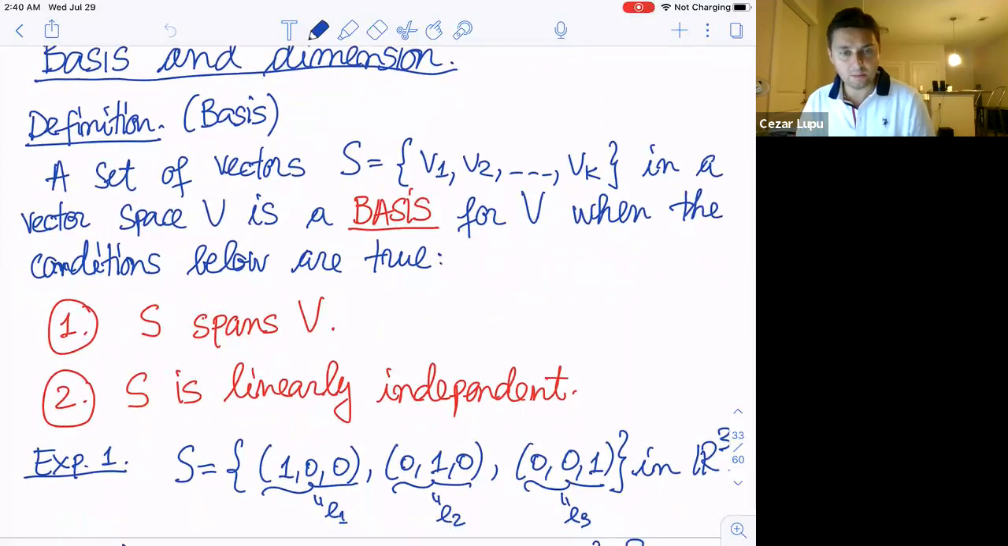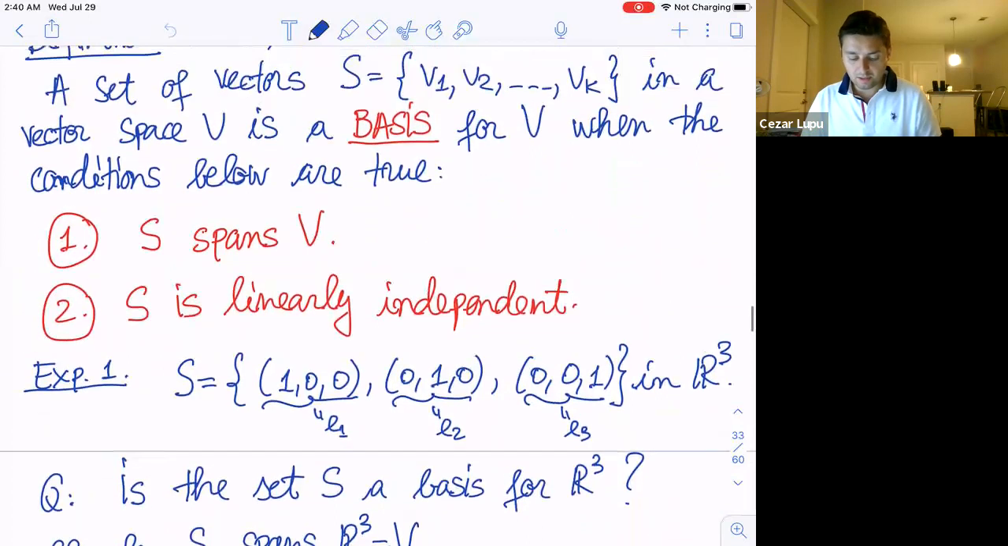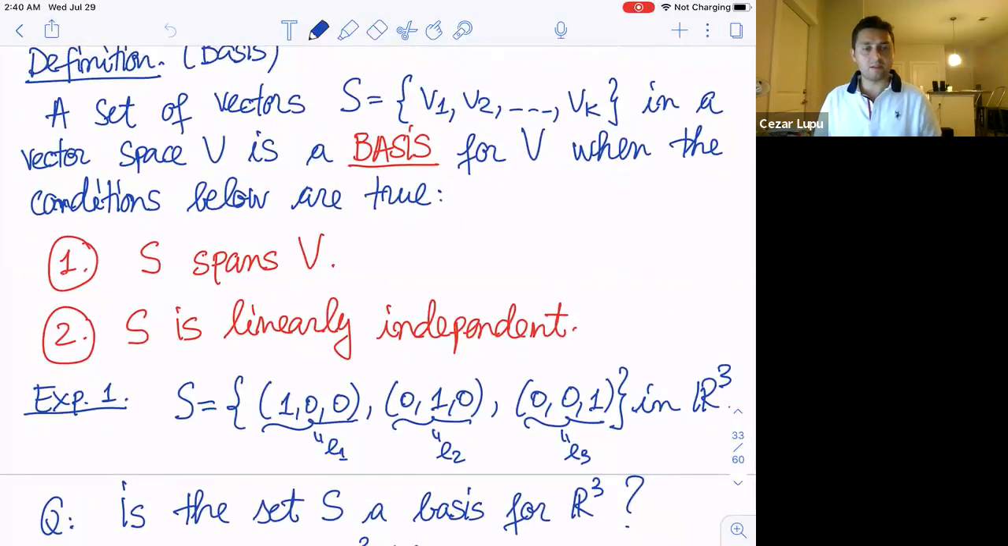And now let's see an example. A very easy example to see is this, the set of these vectors in R3. And clearly you can observe the fact that these three vectors are the standard vectors in R3. So the first one is (1, 0, 0), the second one is (0, 1, 0), and the third one is (0, 0, 1). The question is, does this form a basis for R3? Well, as you might expect, the answer should be yes.